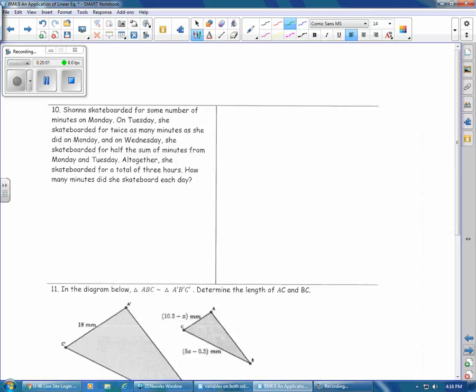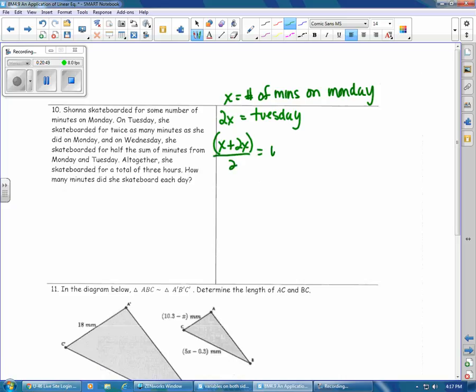And then the next one, Shauna skateboarded for some number of minutes on Monday. So x is the number of minutes on Monday. On Tuesday, she skated for twice as many minutes as she did on Monday. So 2x is Tuesday. On Wednesday, she skateboarded for half the sum of the minutes from Monday and Tuesday. So we need to add together Monday and Tuesday, and then multiply it by 1/2 or divide it by 2. And that's going to be Wednesday.